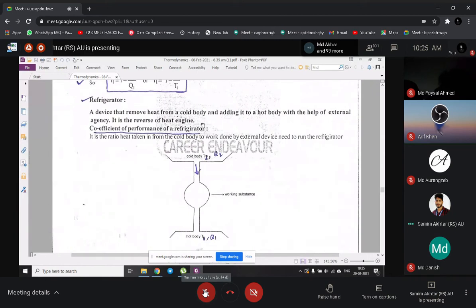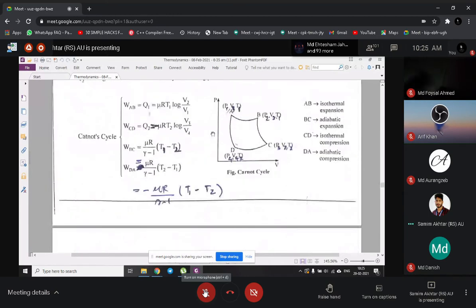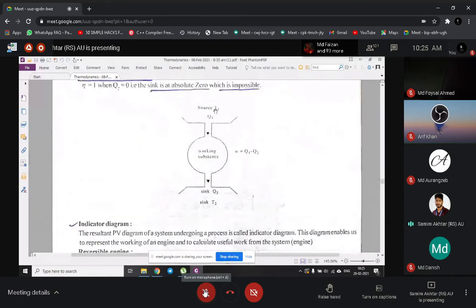That means whenever you go through the transfer of heat from a hot body to a cold body, right? If you look at the heat engine, there is a source and a sink. The source temperature is always greater than the sink temperature. That means this is the transfer from hot body to cold body, right? So this is the real engine.